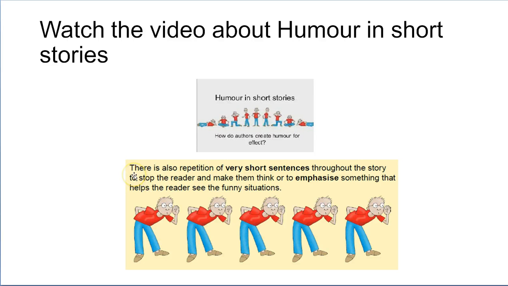Okay, one thing that you would notice is that Morris Gleitzman uses several tactics or techniques to try and make you laugh or at least entertain you as you're reading the story. One of them that's very obvious is repetition. There's also the repetition of very short sentences throughout the story. It makes the reader stop and think, or it emphasises something that you may see as funny. It builds up tension too in a story when you use short sentences.